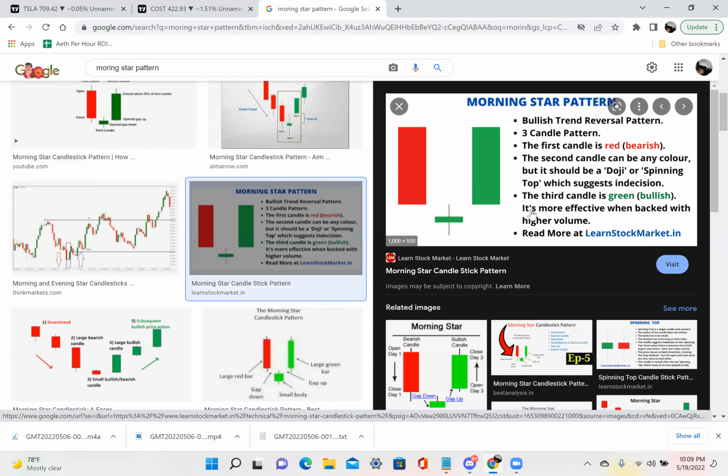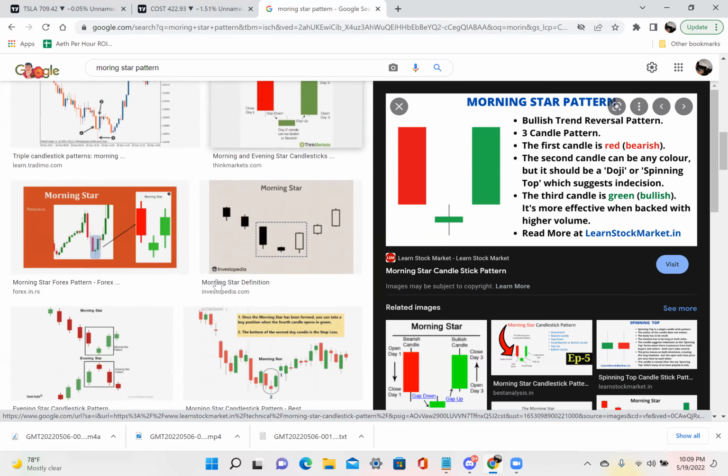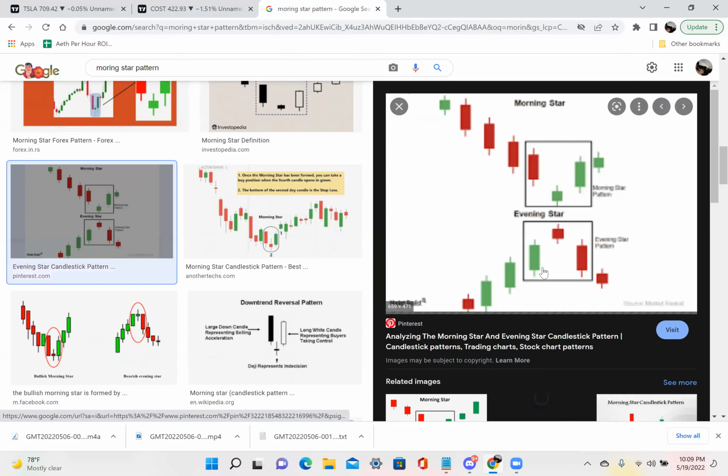A bullish reversal. Yes, and I should have said that too. A morning star is a bullish reversal, right? Evening star is a bearish reversal. Let me show right here. The morning star reminds me of the sun rising in the morning, right? The price wants to rise.